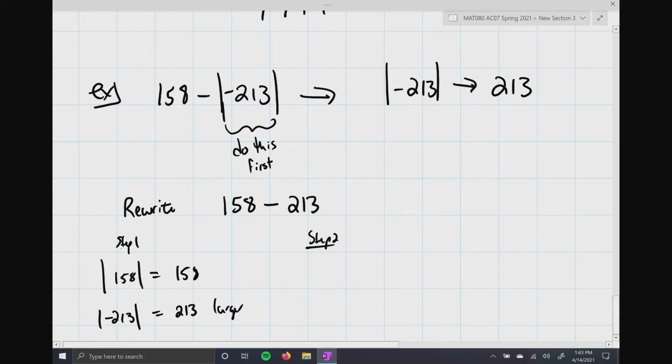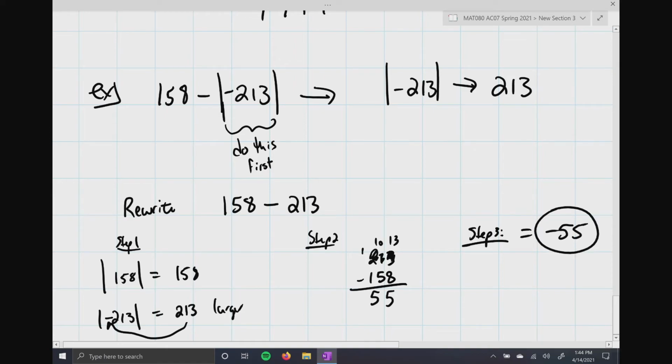Step 2, we're going to subtract 213 minus 158. So I have to borrow that. This turns into a 13. This turns into a 0. 13 minus 8 is 5. Now I have a 0, which means I need to borrow again. So 10 minus 5 is 5, and 1 minus 1 is 0. So 55 is the numerical answer. And since the 213 was larger, my result is negative 55.